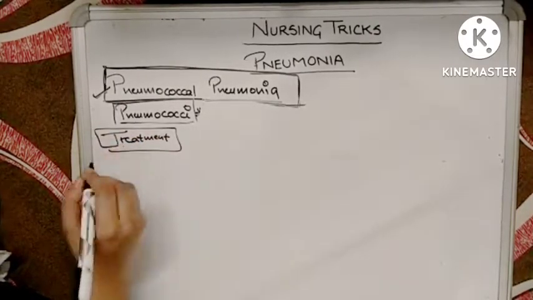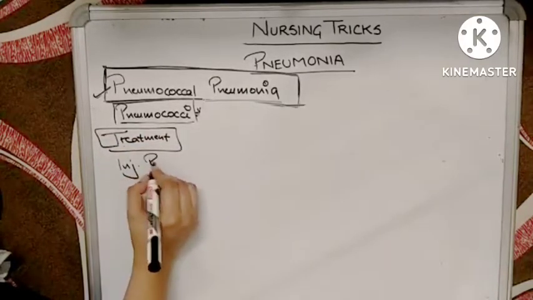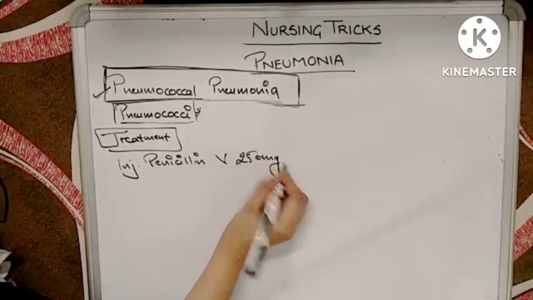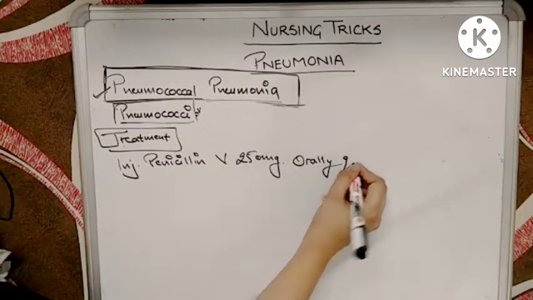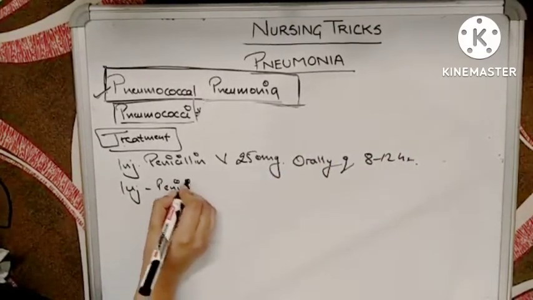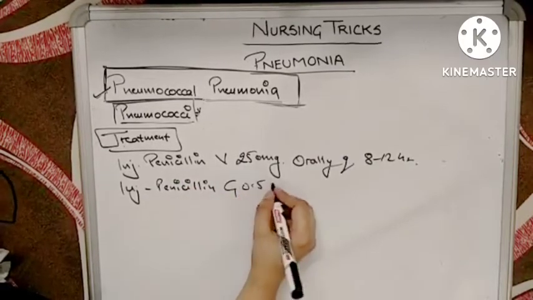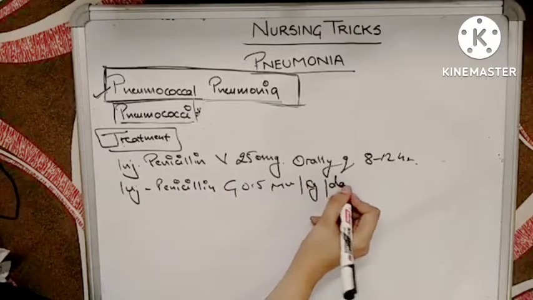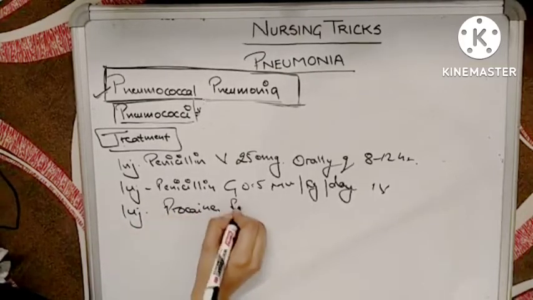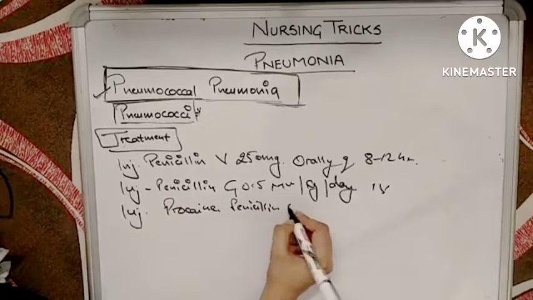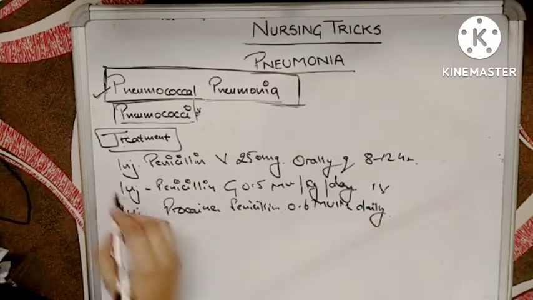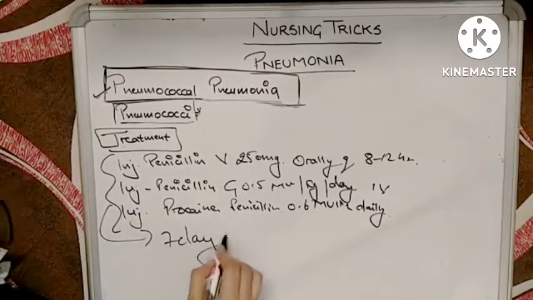In the treatment, first is penicillin V 250 milligram orally every 8 to 12 hours, or penicillin G 0.5 million units per kg per day IV, or procaine penicillin 0.6 million units IM daily. These three are given for 7 days.